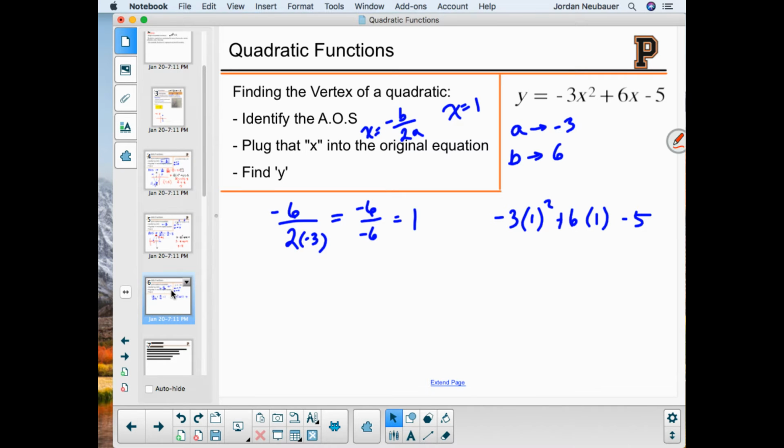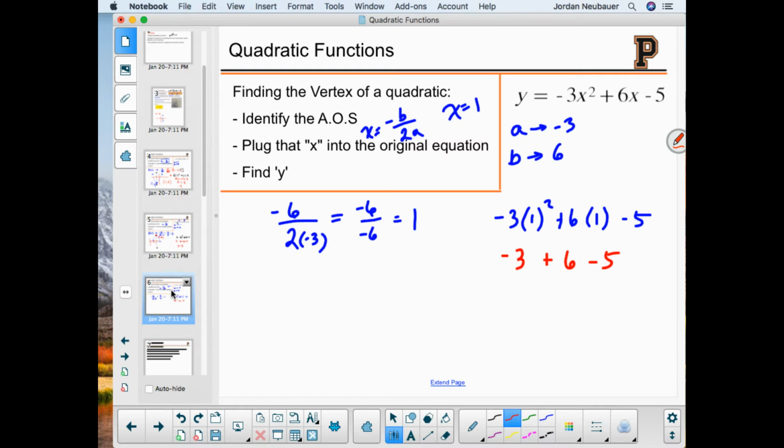And then do the math here. 1 to the second power would come first because of PEMDAS. 1 squared is 1. Got -3 times 1, which is just -3. 6 times 1 is 6 minus 5. Remember, in order of operations, addition and subtraction are seen as kind of the same thing, so we just work from left to right.